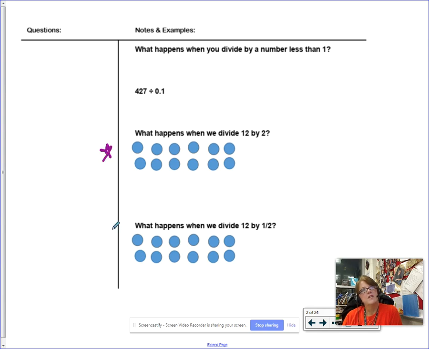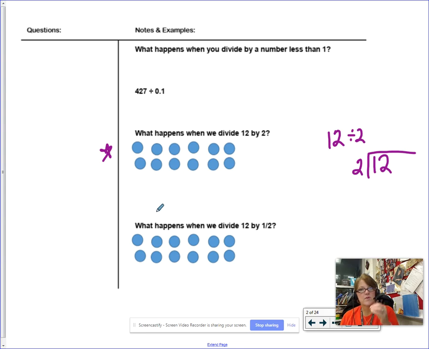What happens when we divide 12 by 2? Okay, I want you off to the side. I've got 12 little circles there, but I want you to remember the algorithm for long division here. When we say 12 divided by 2, then we started having you write it this way: 12 divided by 2. And you started asking yourself, how many 2's fit into 12?